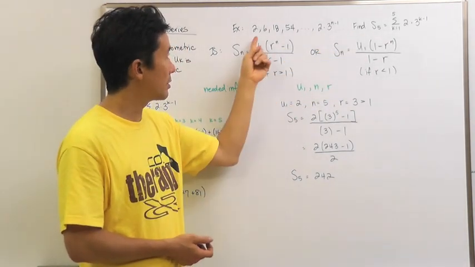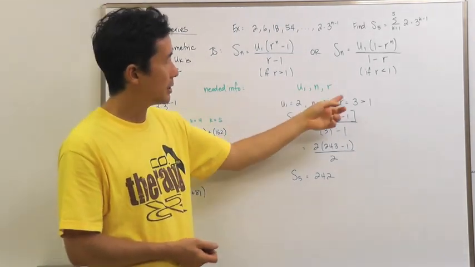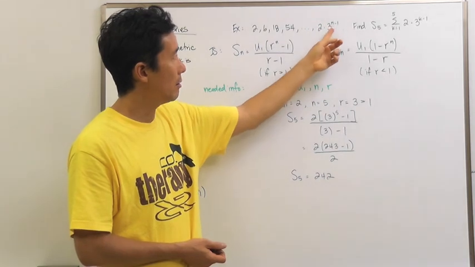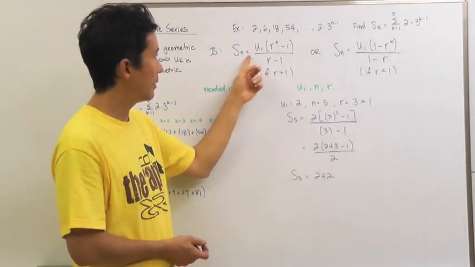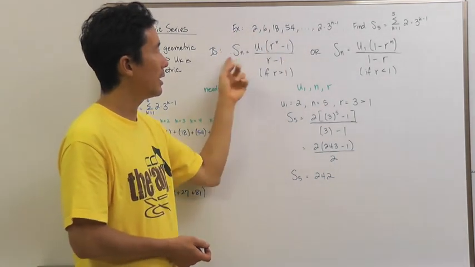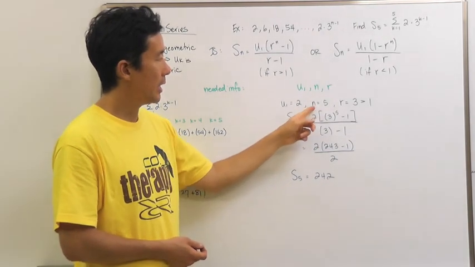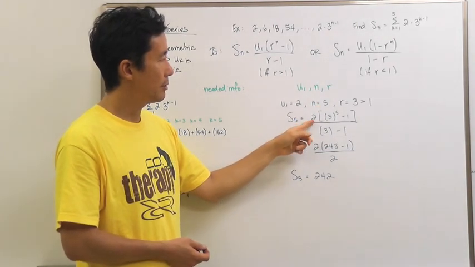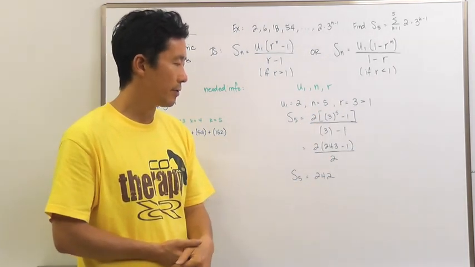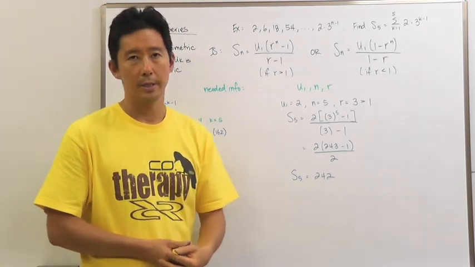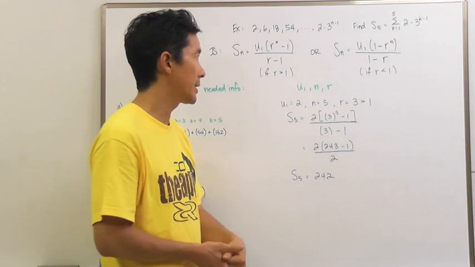Since we know that u sub 1 is equal to 2, there are going to be 5 terms that are being added up. And in this particular case, I know that r is equal to 3, which is of course greater than 1. Therefore, I'm going to use this form of the geometric series. So if I substitute n for 5, u sub 1 for 2, and r for 3, I can evaluate it and come up with 242, which is the geometric series of the first 5 terms of that particular geometric sequence.